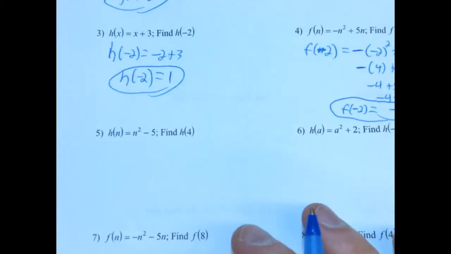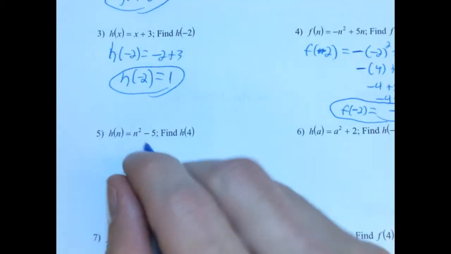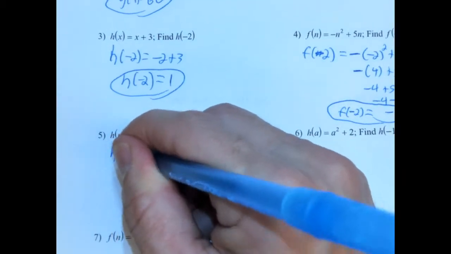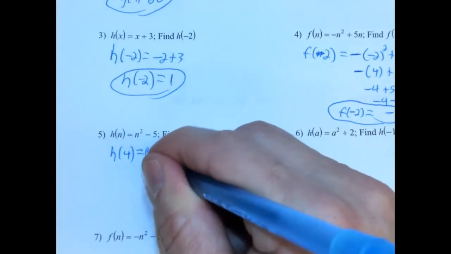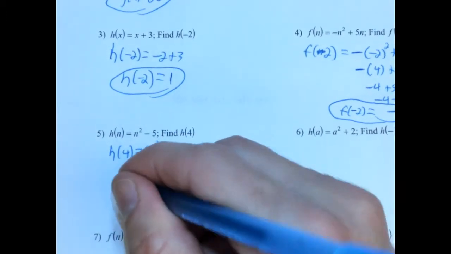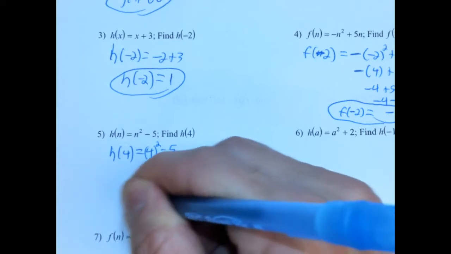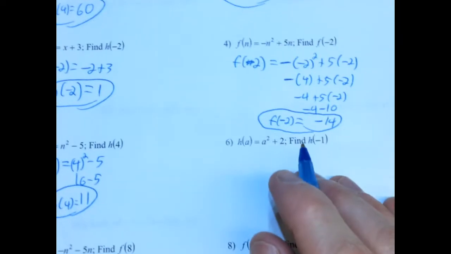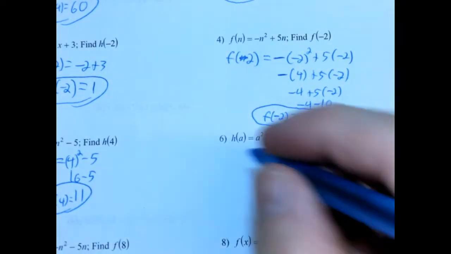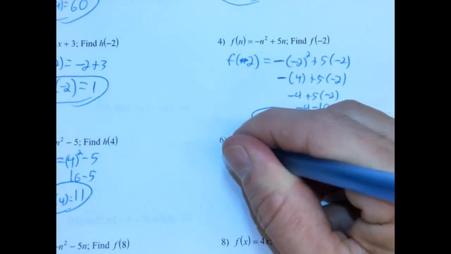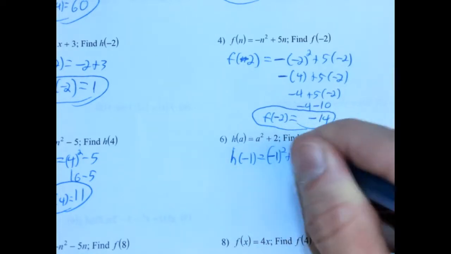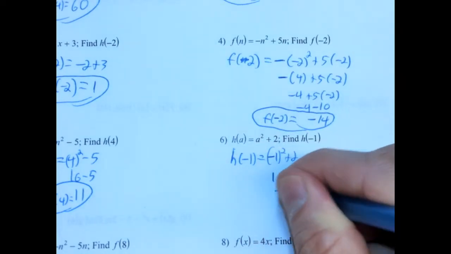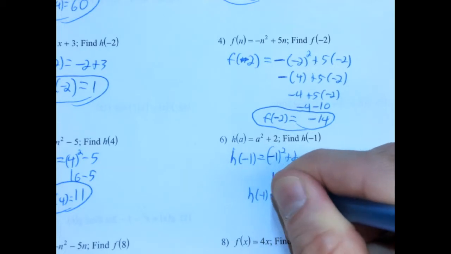Okay. So h of 4 equals 4 squared minus 5. 4 squared is 16. 16 take away 5 is 11. So h of 4 is 11. H of a and h of negative 1. So h of negative 1 equals negative 1, parentheses, squared plus 2. Negative 1 squared is going to be 1, plus 2 is 3. H of negative 1 is 3.